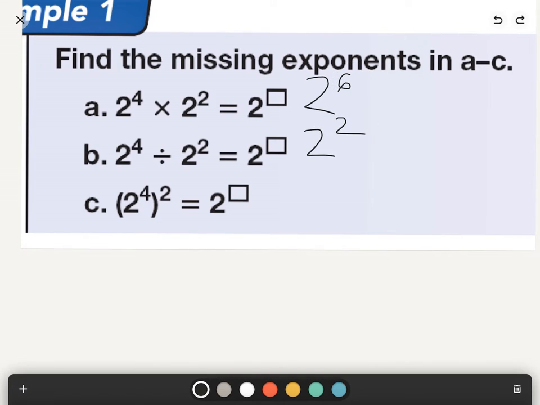And then you could think of C in a couple of different ways. One, you could think of it in terms of multiplication being repeated addition. So you could look at this as 2 to the power of 4 times 2 to the power of 4. Following that rule, we would add the exponents, and so we get 2 to the power of 8.